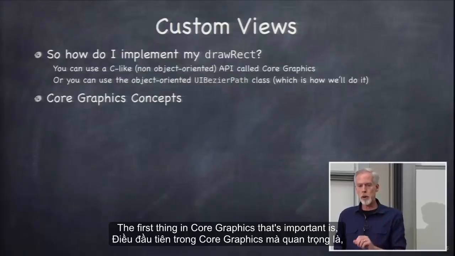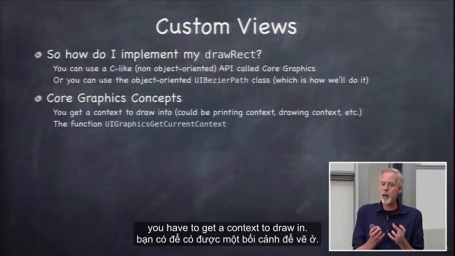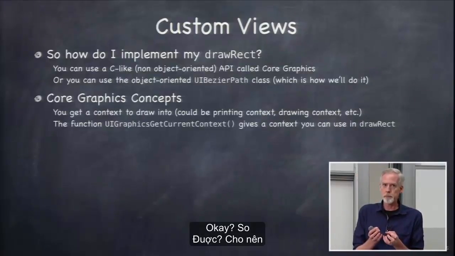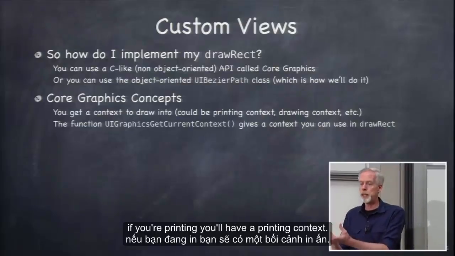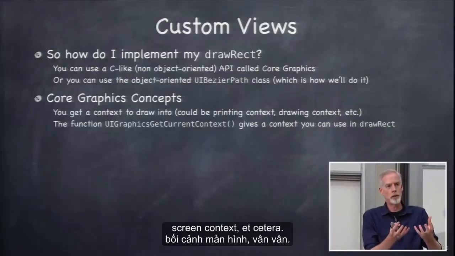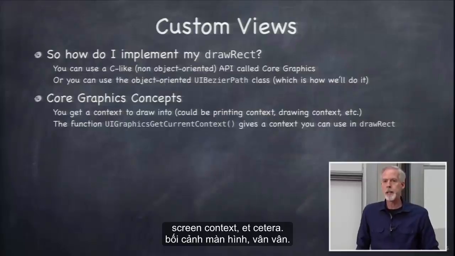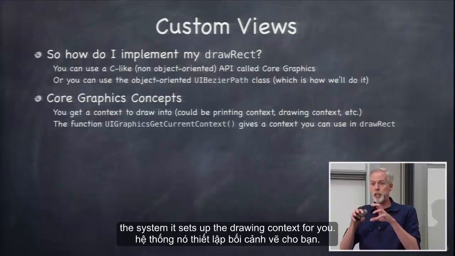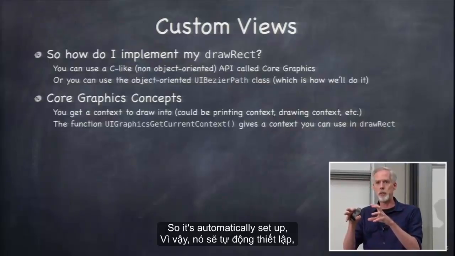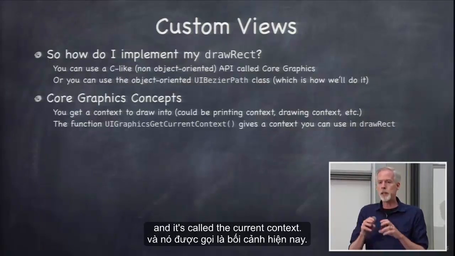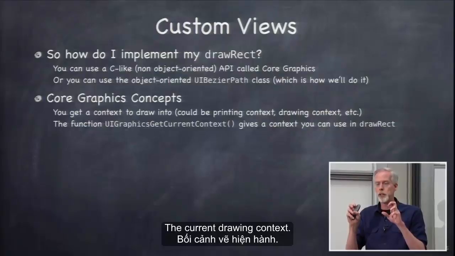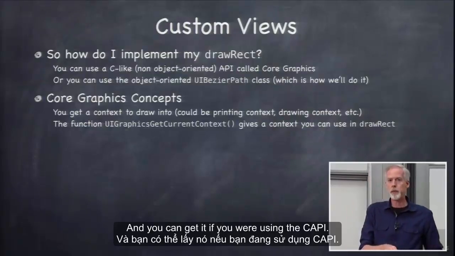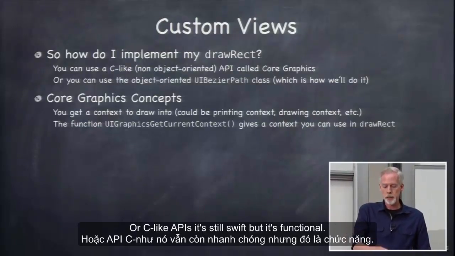The first thing in Core Graphics that's important is you have to get a context to draw in. So if you're printing, you'll have a printing context. If you're drawing on screen, you'll have a draw on screen context, etc. And inside drawRect, when your drawRect is called by the system, it sets up the drawing context for you. So it's automatically set up, and it's called the current context, the current drawing context. And you can get it if you were using the C API, or C-like API.